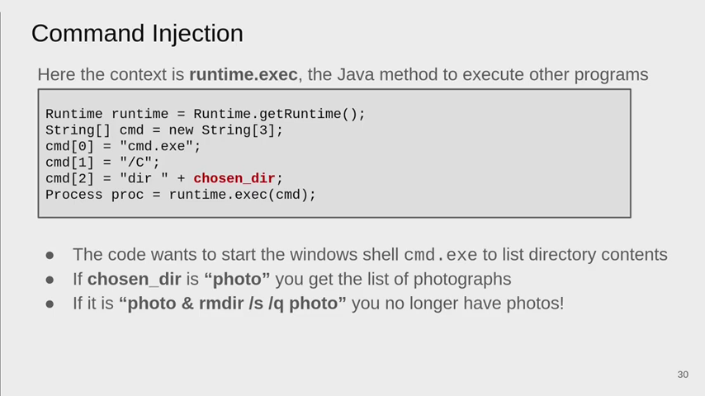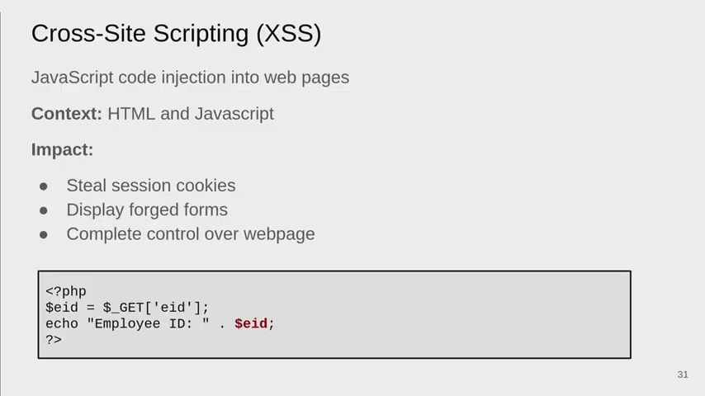For cross-site scripting, JavaScript code is being injected into web pages. The context here is HTML and JavaScript to, for example, steal session cookies, display forged forms, or just get arbitrary code execution on behalf of the web application. Let's say you're a young and eager PHP developer. You are simply getting a parameter, EID equals GET EID, so this is getting one parameter from your URL, and then you're displaying employee ID is EID.